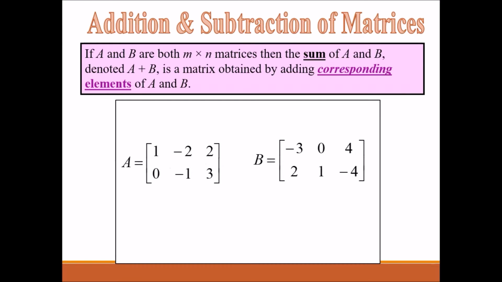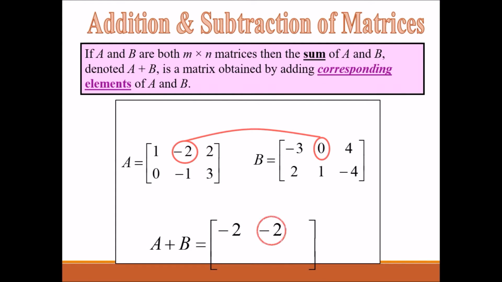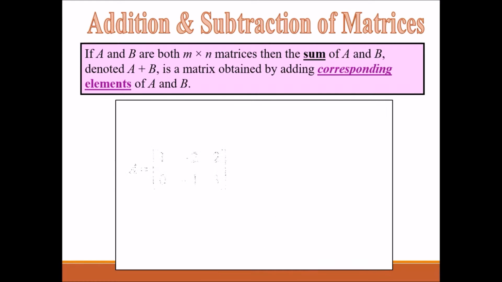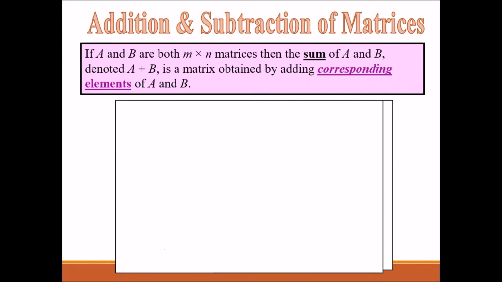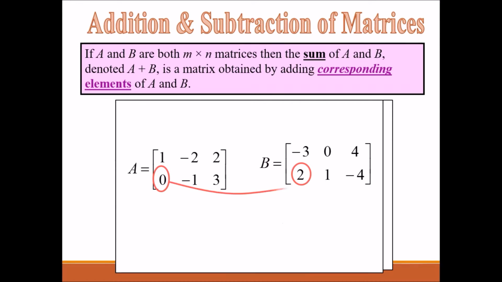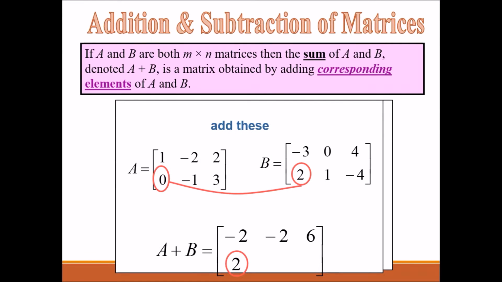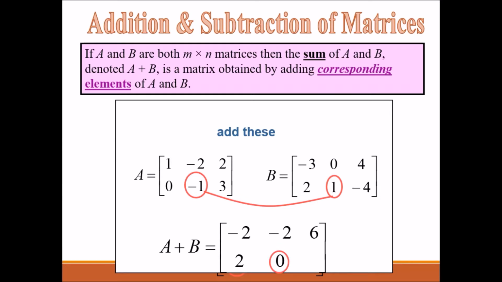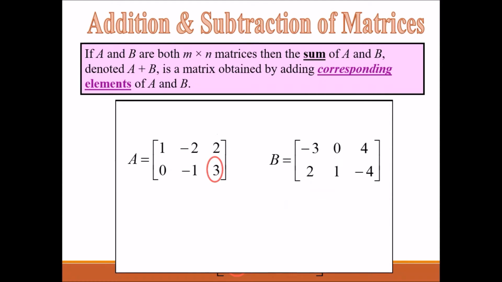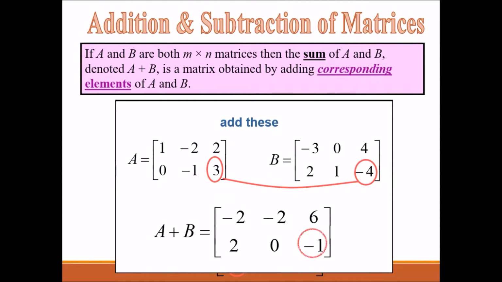Then minus 2 will be added with 0. This will give a result of minus 2 again. Then 2 should be added with 4, giving a result of 6. After that, similarly, we will add 0 and 2, giving a result of 2. Minus 1 will then be added with 1, giving a result of 0. And in the last, 3 will be added with minus 4, giving the result of minus 1.